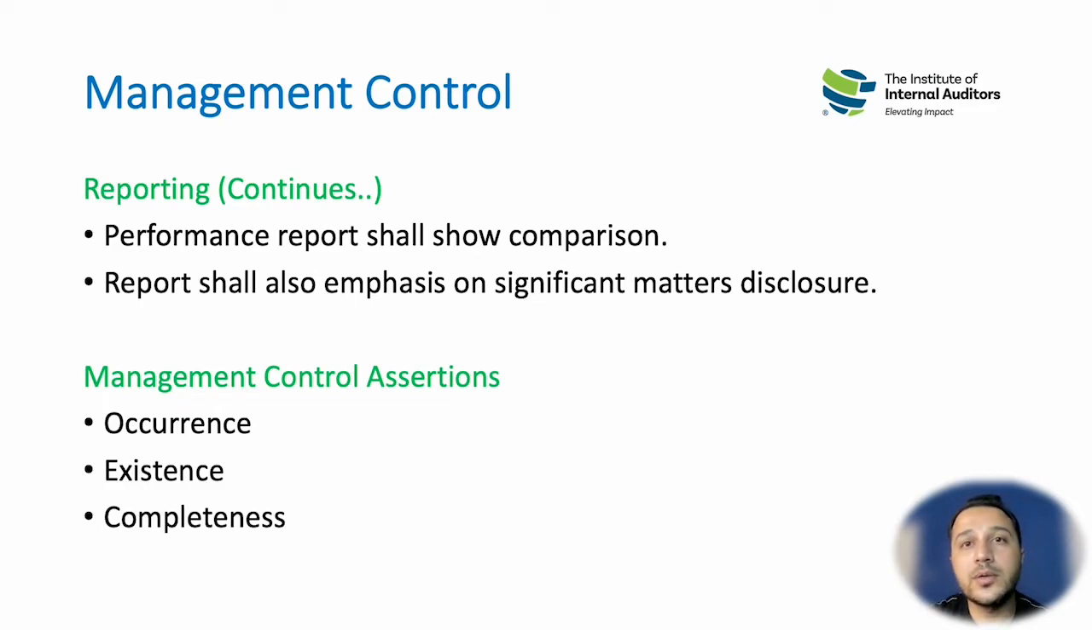Completeness means that whatever we are showing in our records is basically the exact amount or quantity of activity that has been performed. So we don't want the numbers to be overstated or understated. These are the assertions which auditors, be it internal or external, look into. So this is also part of management controls.